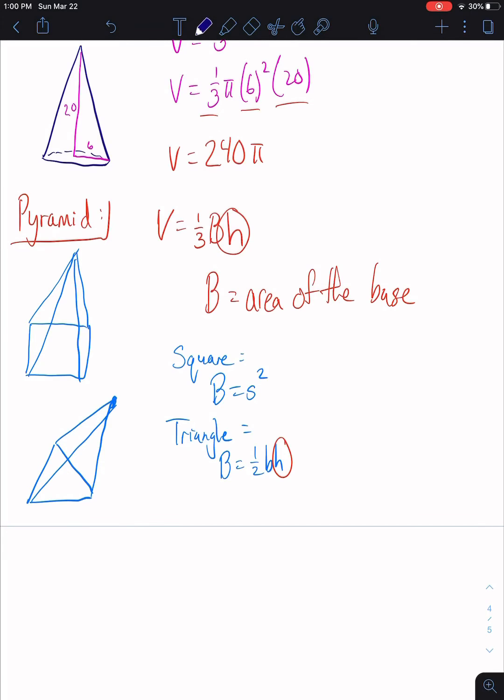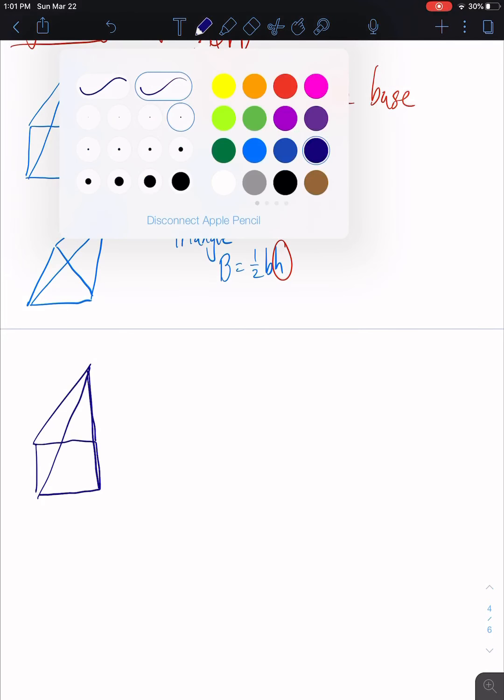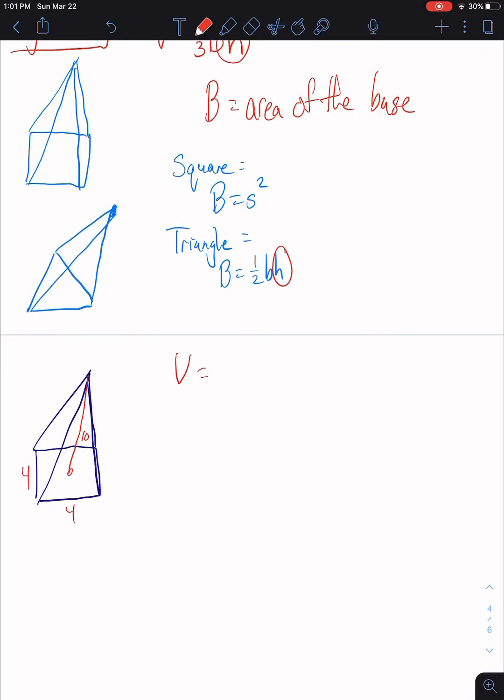So let's take a look at a pyramid and let's try and find the volume of it. Okay, so there's our pyramid, and I'm going to throw in some numbers. I'm going to tell you that to the center, that number's 10, and I'm going to tell you that each side is 4. Okay, so we know that we're dealing with a square-based pyramid here. So our volume formula is going to be 1/3 base times height.